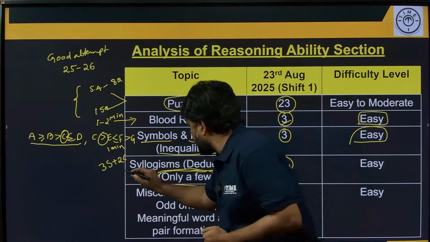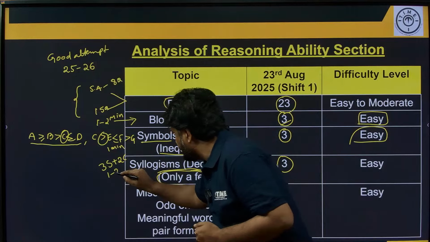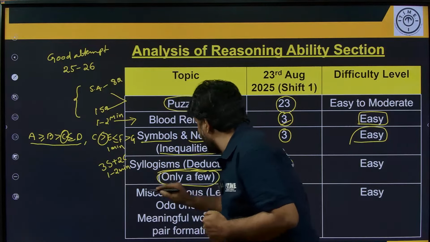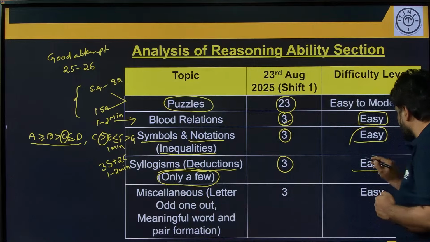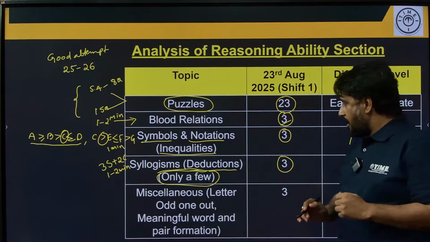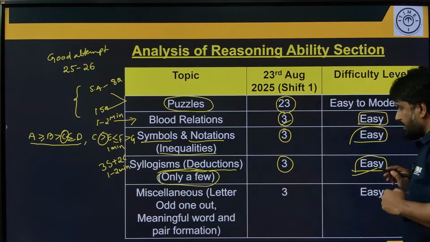So these 3 questions, in 1 to 2 minutes of time, you will be able to do all 3 questions easily, and the level of difficulty is rated easy.